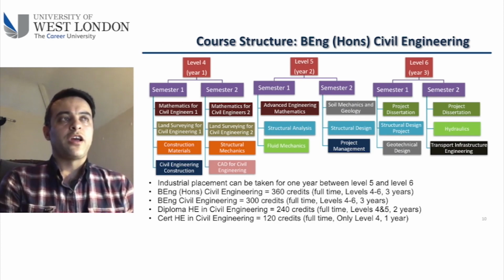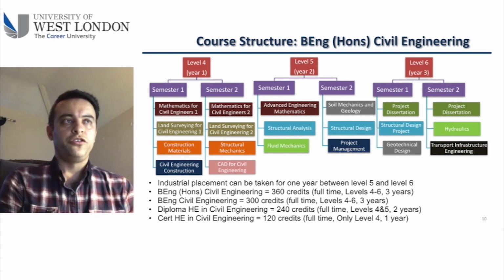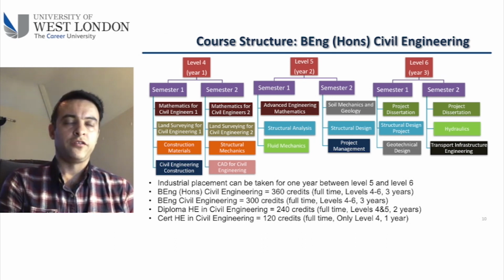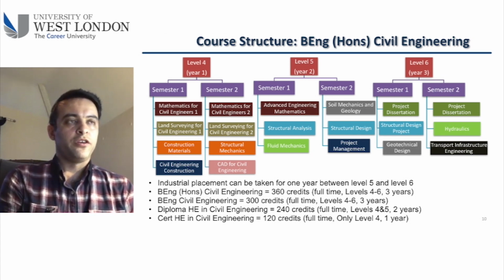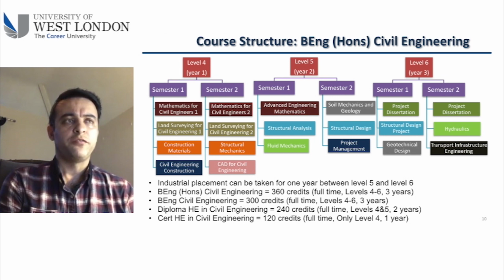So if we look at the course structure of civil engineering, here we can see the course is delivered in 3 years. Normally you start with year 1 or level 4, then level 5, and level 6. Those who start with the foundation level start with level 3. And for the semester system that you can see here, you will learn different aspects of the fields of civil engineering, starting with mathematics, land surveying, construction, structural mechanics, and also the AutoCAD software.